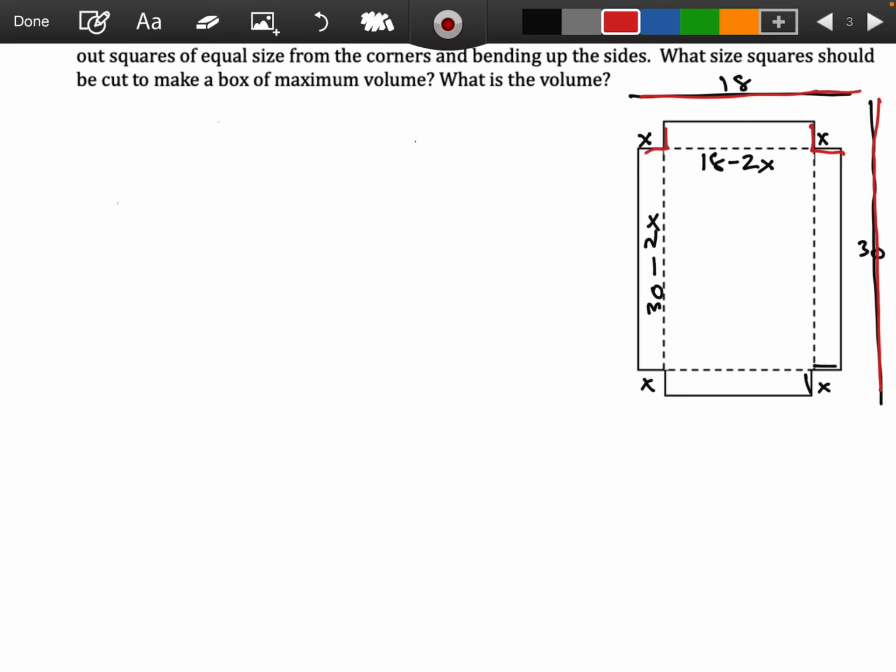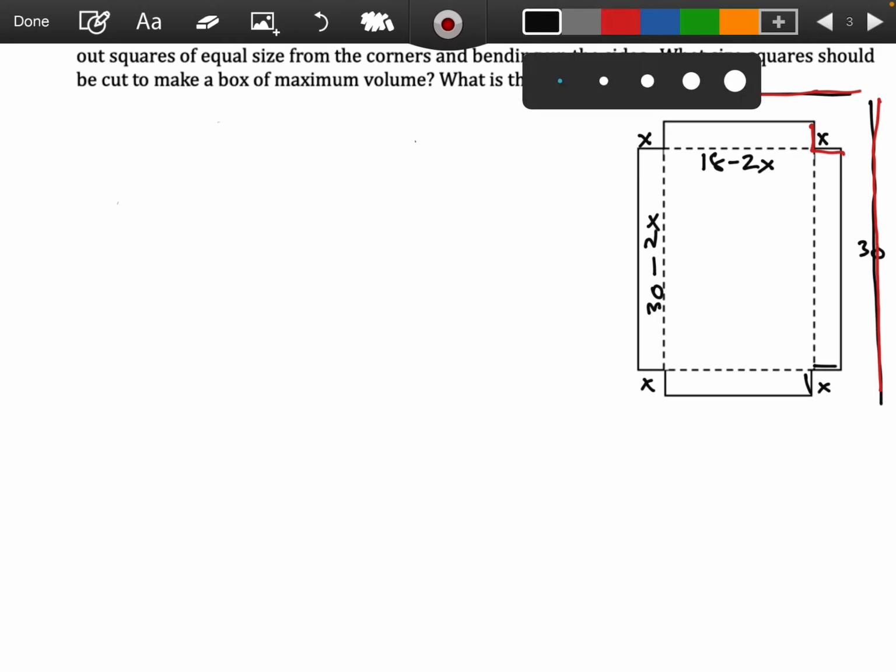So again, you could kind of envision if we were to cut bigger pieces, you're getting a taller box, right? But again, you're taking a little bit of that area underneath. So there's a balance we have here. It's just like, what's the best one? Well, we're going to first start out with what's the equation of the volume formula?